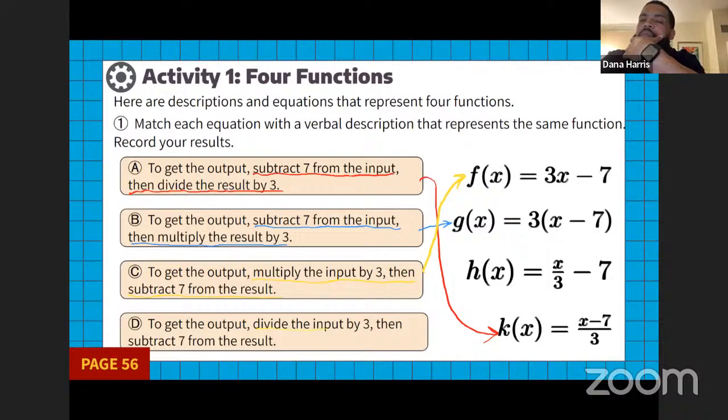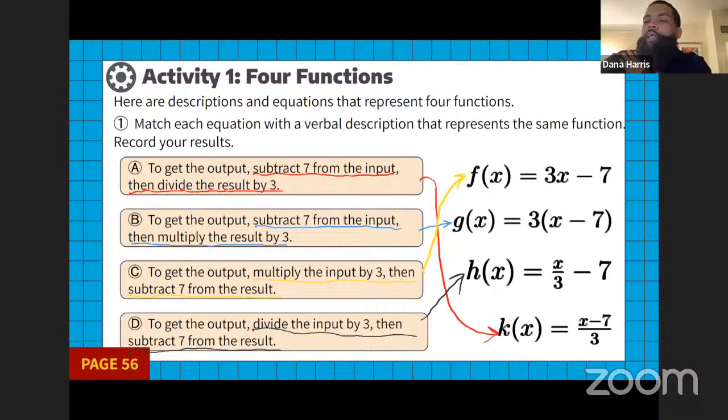Divide the input by 3, then subtract 7 from the result. So boom. All right, so that is activity 1, the first part of it.